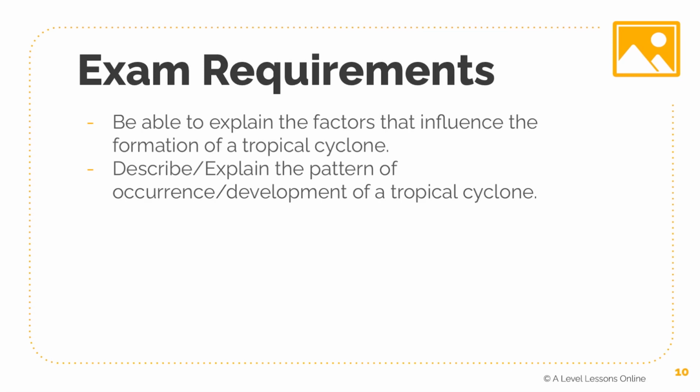So that's all of the factors that affect a cyclone. That is something that you have to know. You have to be able to explain your exam requirements: explain the factors that influence the formation of a tropical cyclone, as well as describe and explain the pattern of occurrence or development of a tropical cyclone. Essentially, how it goes from a disturbance towards a cyclone, the 4 different stages. And all in all, in this chapter, make sure you understand and grasp the basic factors.